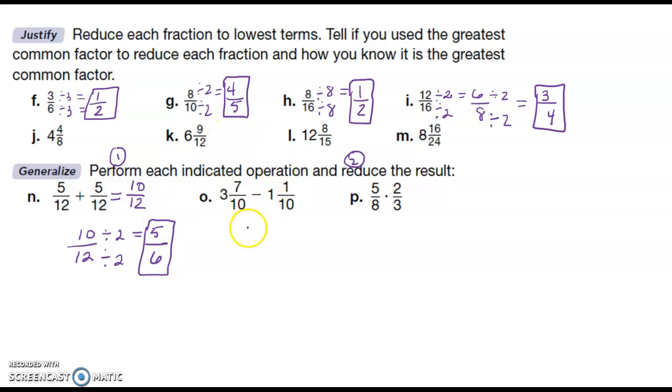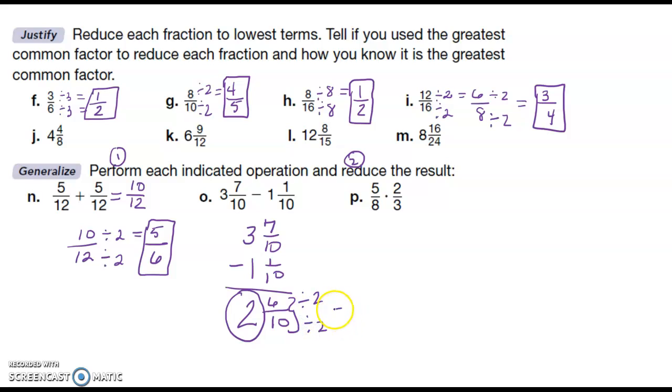All right, let's do O. So 3 7/10 minus 1 and 1/10. And I get 7 minus 1 is 6. 3 minus 1 is 2. So the 2 is just going to hang out. We're not going to do anything really with that. We need to reduce the 6/10. Okay, so let's divide by 2. And I get, here's the 2. I get 6 divided by 2 is 3. 10 divided by 2 is 5. And that's my final answer there.